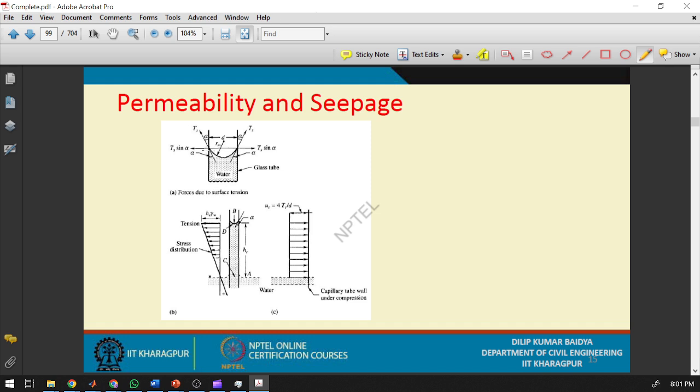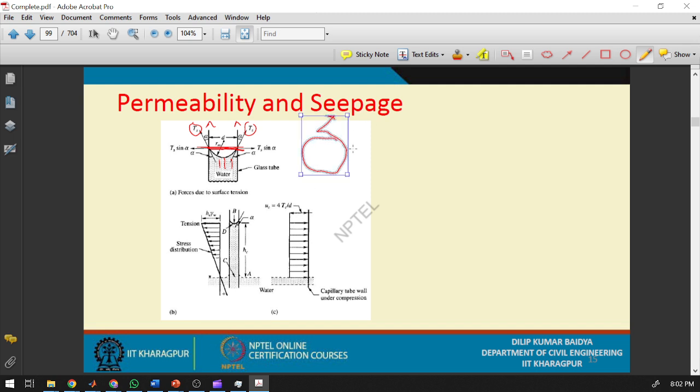If there was no surface tension, the water would be like this. But because there is surface tension, there is a force T here and T here. Okay. So along this direction, there is a force because water molecules are getting attracted inwards. So if we resolve this force, we get T sine alpha, T cos alpha, and we equate the force in the upward direction.